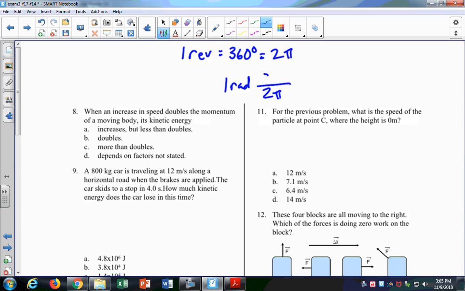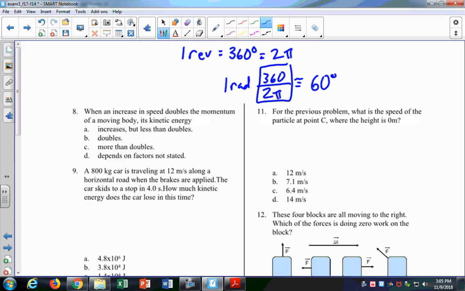You have 360 over 2 pi, and you know what's that? That's about 360 over 6, about 60 degrees, about. The problem is the closest one to that was 57.3. Well, I don't know. What is this? 360 divided by 2 pi. That's probably about that.